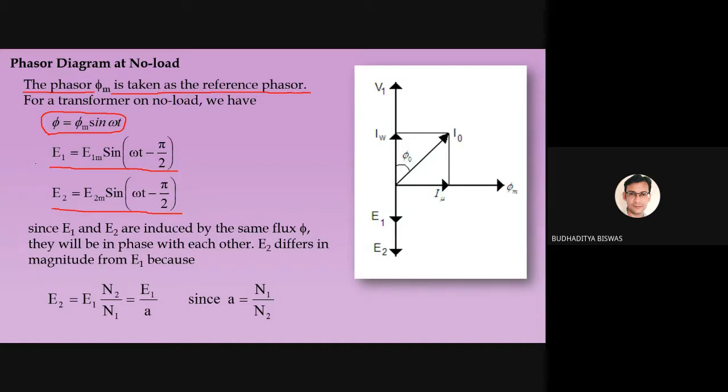So how to draw this in the phasor? First of all, we take phi as our reference. So this is our phi, you can say phi m. In which direction do we place E1 and E2? From this equation, can somebody tell me in which direction we place E1 and E2? Sir, in negative y. Not negative y, E1 and E2 should lag from phi. Because they lag from phi, yes sir.